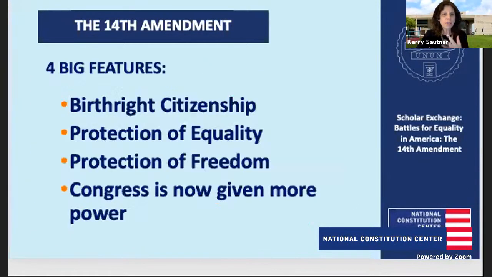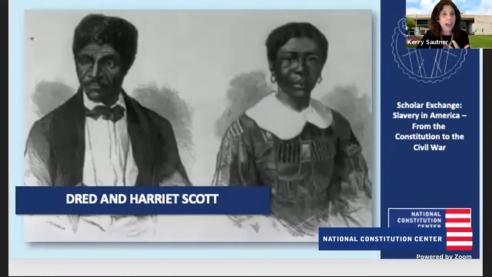Awesome. So as you think of these big ideas, birthright citizenship, protection of equality, protection of freedom, Congress has more power to act on this. We have to think about, why did they put it in there in the first place? So I think this leads us really quickly to the Dred Scott case and what happened with Harriet and Dred Scott, that they had to put birthright citizenship into the Constitution. And then what's one of the first tests on this that we see with a person who has immigrant family coming and living in the United States?